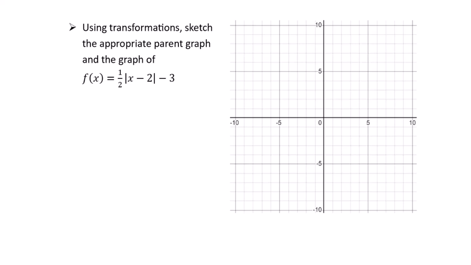Using transformations, sketch the appropriate parent graph, and the graph of f of x equals 1/2 times the absolute value of x minus 2, minus 3. So let's talk about the appropriate parent graph. The parent graph is going to be y equals absolute value of x, and we can graph that real quickly. 1, 1, 2, 2, 3, 3, 4, 4, 5, 5, negative 1, 1, negative 2, 2, negative 3, 3, negative 4, 4, negative 5, 5, and so on.